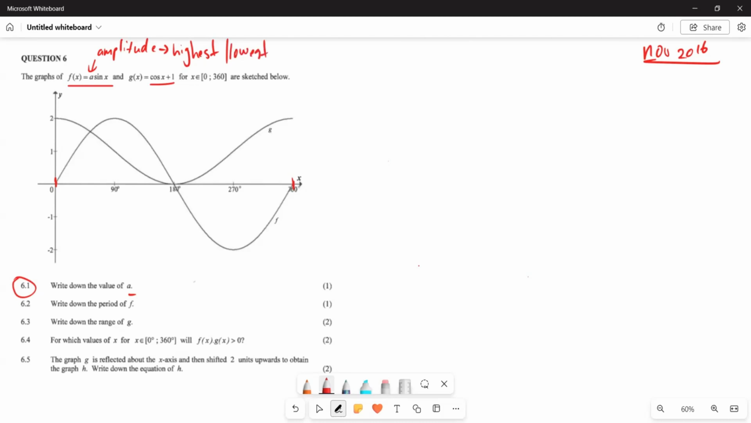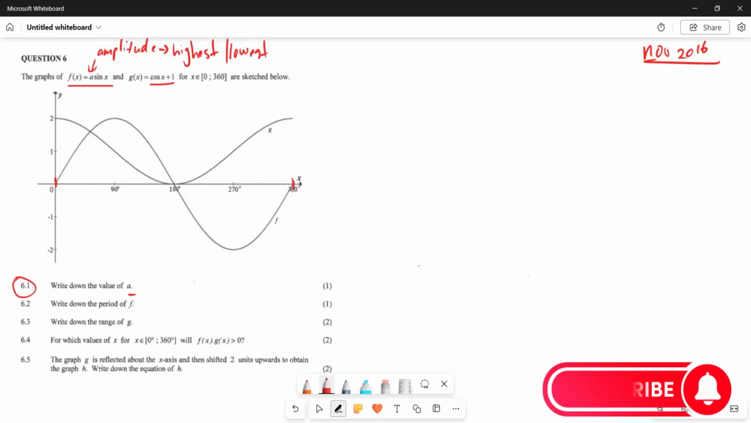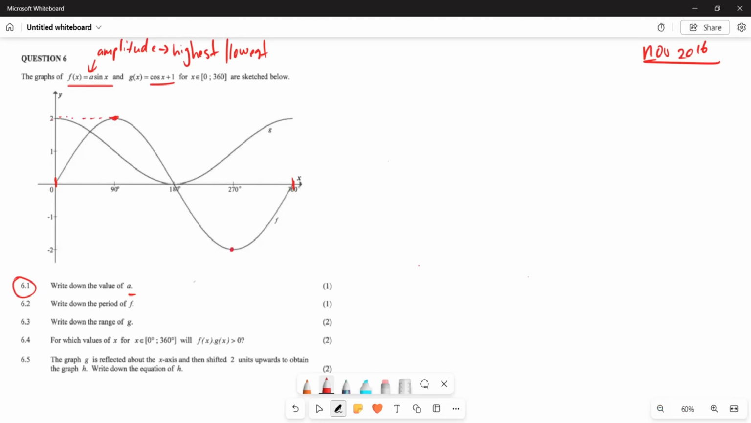Now if you check what the highest point in this particular graph is, you're going to realize that the highest point is 2 in the graph of f, right? Look, in this graph of f, if you can have your line here, can you see that the highest point is 2, and the lowest point is -2, right?